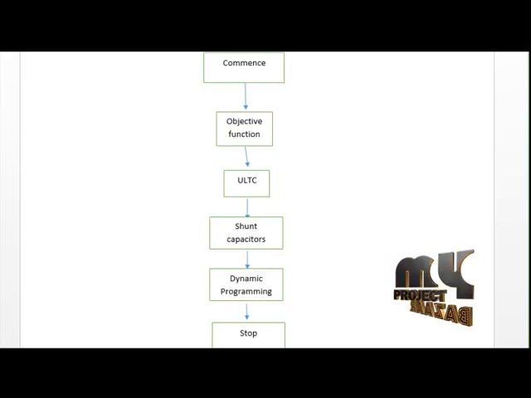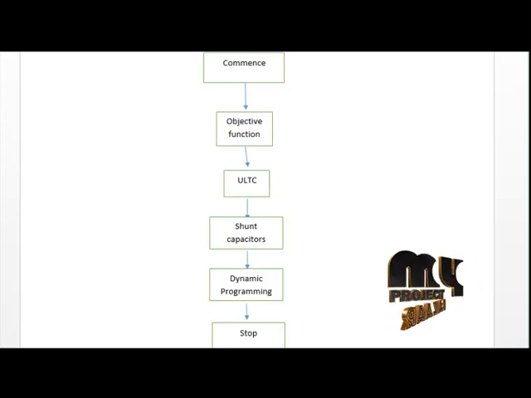Then the next step is the dynamic programming step. Here we are going to apply the dynamic programming algorithm for the objective function problem and also to minimize the power loss. DP is a method for solving complex problems by breaking them down into simpler sub-problems. Dynamic programming algorithms are used for optimization.